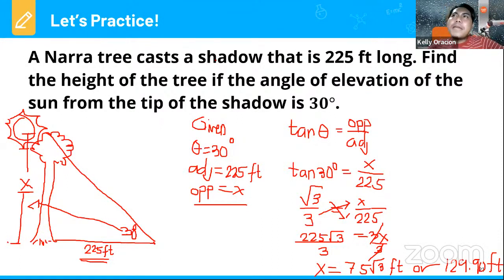Okay, so kindly copy. For our next problem, kayo ang mag-solve.